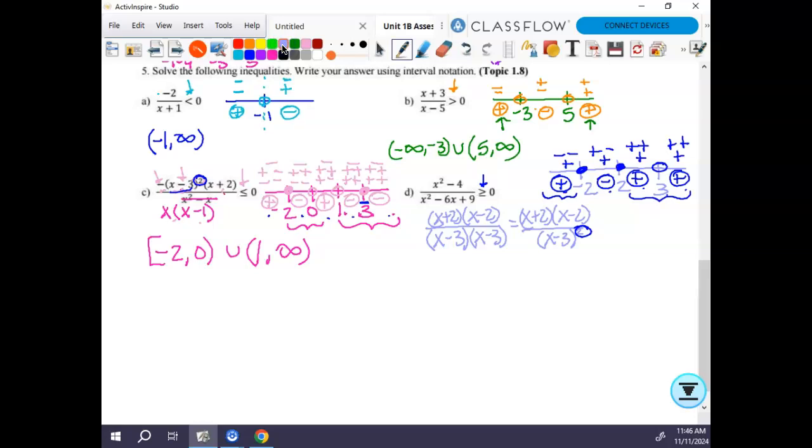So my answers here, I'm going from -infinity to -2, and I include the -2 because it's a closed circle. Then here, I do not get to go from 2 to infinity because this is an open circle. So I'm going from 2 to 3. I include the 2, not the 3. And then I start back over at 3 and go to infinity. Okay. There you go.